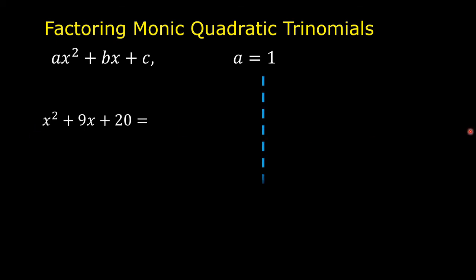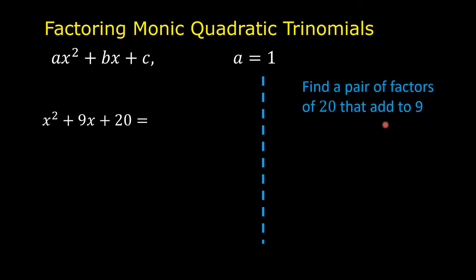To factor this, the first thing to do is find a pair of factors of the constant term 20 that add up to 9, the coefficient of x. Positive 20. Let us try the factors positive 2 and positive 10. Positive 2 times positive 10 is positive 20. Let us try to add them. Positive 2, positive 10 is positive 12. It is not equal to positive 9.